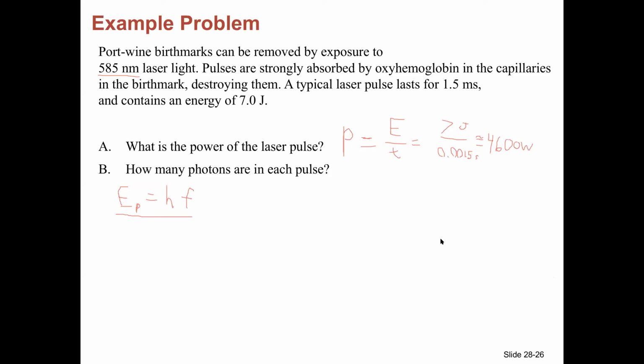So I am getting as well 3.4 times 10 to the minus 19. So if you're getting something lower, sometimes that might be using h in electron volt units rather than SI units. So this is the energy of one photon.